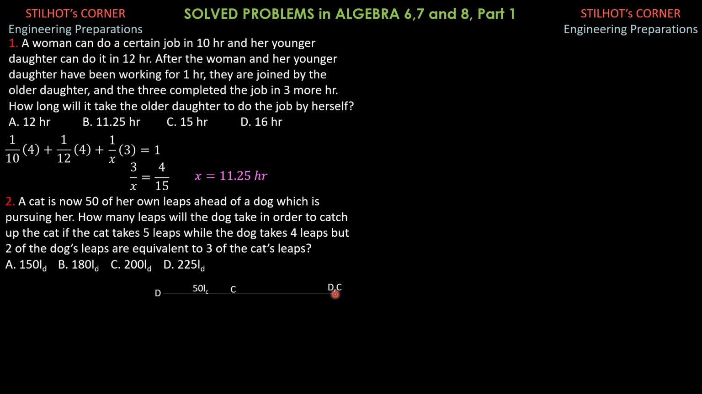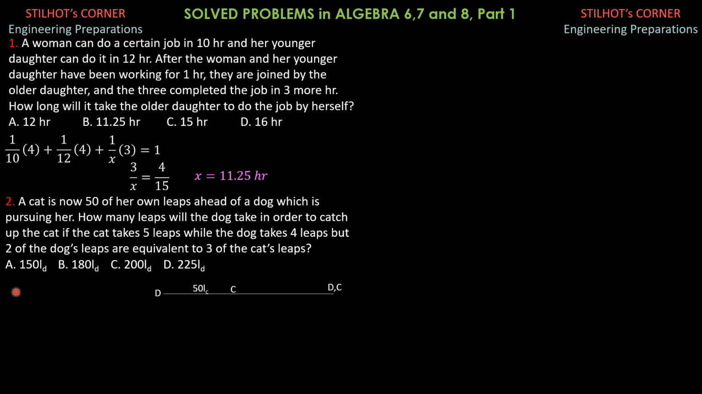Since distance equals speed times time, and the cat is ahead of the dog by 50 cat's leaps as shown in this figure, this distance from the dog to this position here is equal to the speed of the dog, which is 4 leaps per second, times time. 4 dog's leaps per second times time is equated to 50 cat's leaps plus this distance from this position to that position of the cat. This is equal to the speed of the cat, which is 5 cat's leaps per second times time. So they will be at this position at the same time.